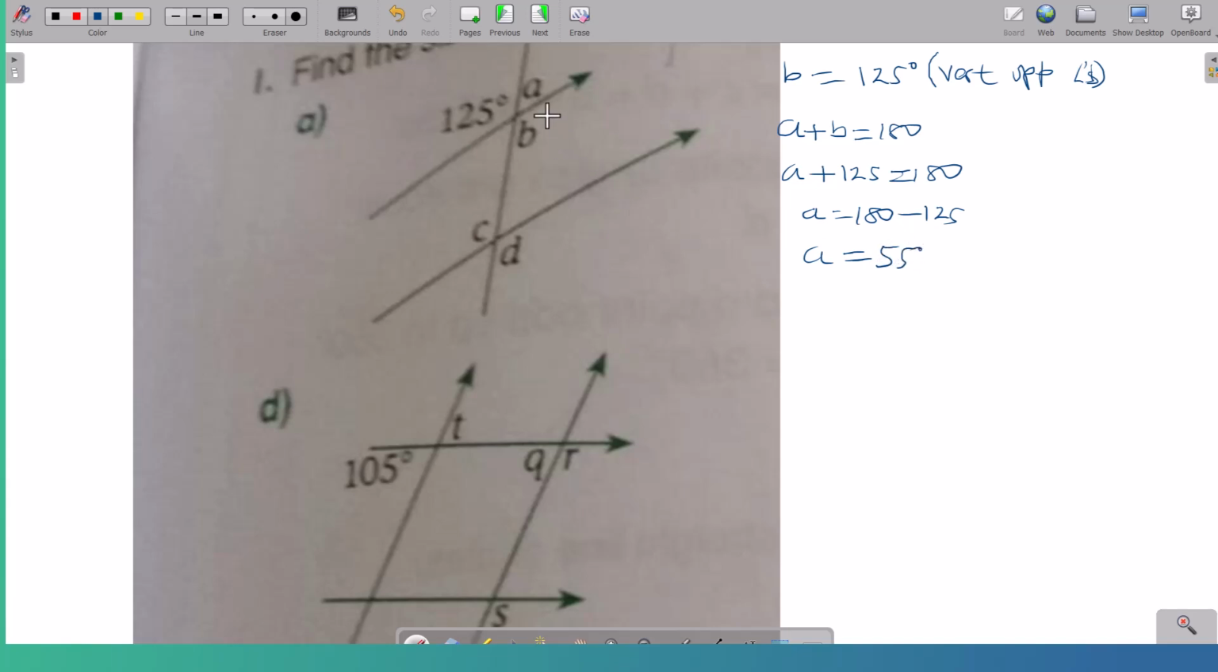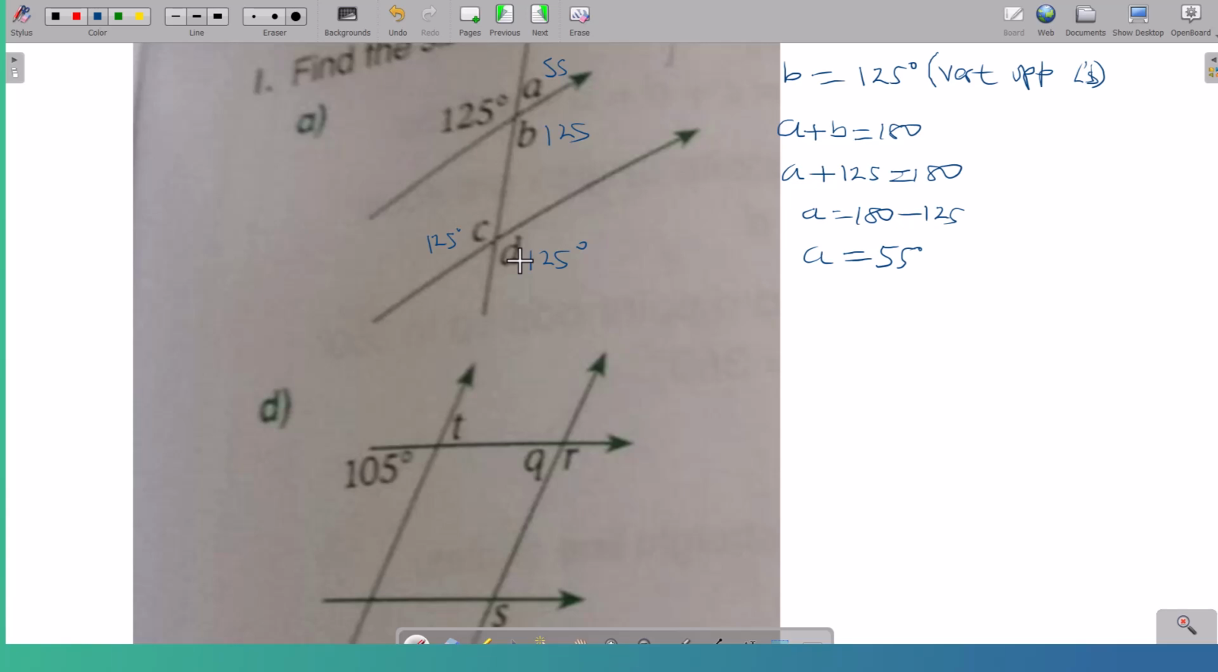Now after getting our A as 55, and then our B as 125. Now if you look at our D, it is corresponding to B. So I'm gonna put what here? 125. Is that fine with you guys? And then C is alternating to B, so it's also what? 125, ne? Are we together? Oh, you can even say they are vertically opposite angles, ne? Yes, vertically opposite.